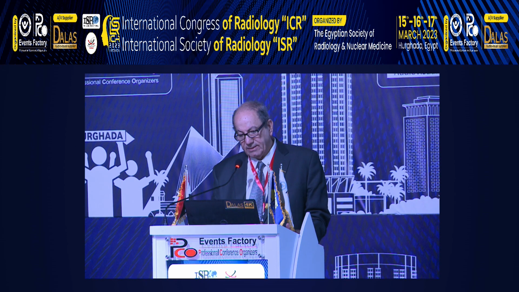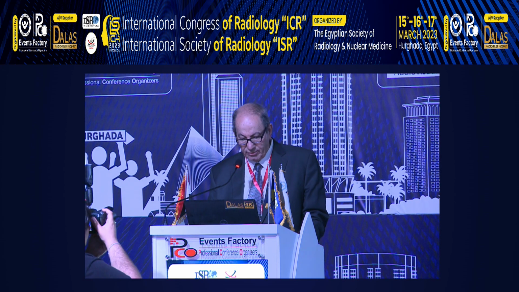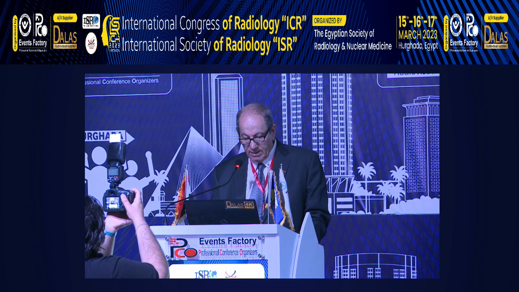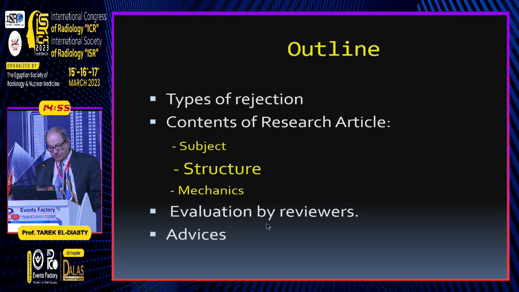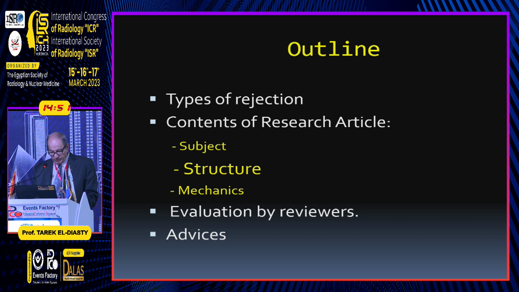I will highlight the types of rejection of an original research article, then speak about the basic triad of the research article and in particular the structure of the article, then give advice about how reviewers evaluate any article.